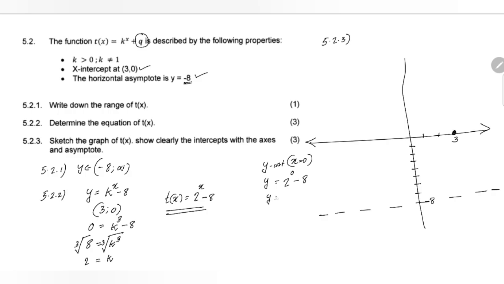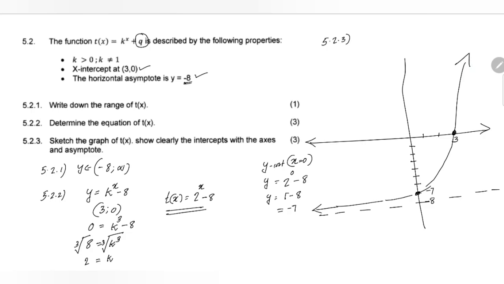That is y is equal to 2 to the power 0, which is 1, minus 8. So it's going to be minus 7. So this is minus 7, isn't it? Now you have an idea. The graph is increasing, isn't it? Yes, because we know the base is greater than 1. So it is increasing. So the graph is going to be like this. See? Passing just above the asymptote, through the y-axis at minus 7 and the x-axis at 3.